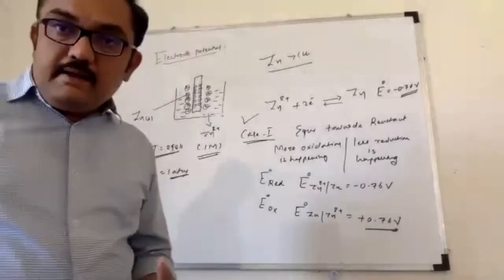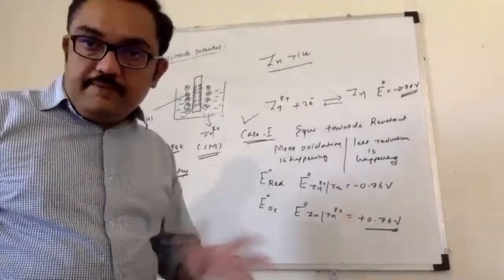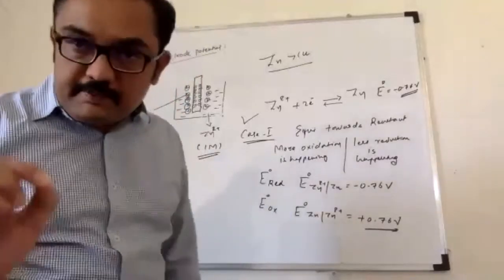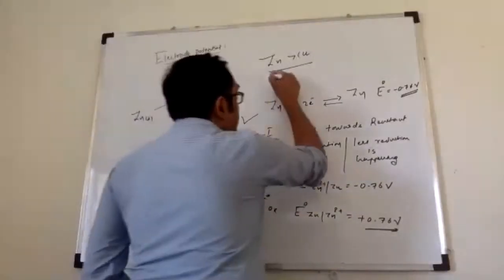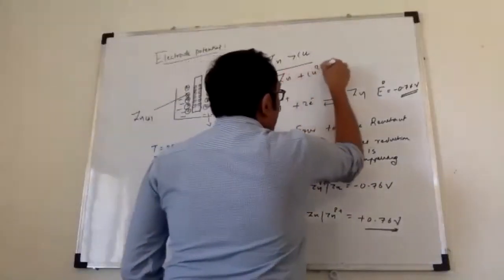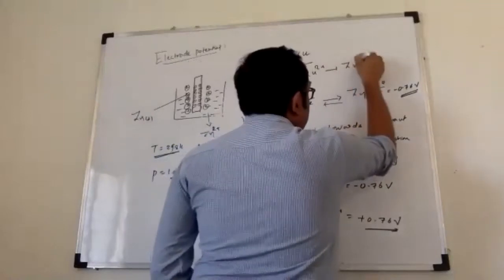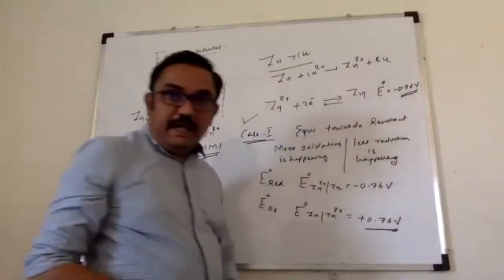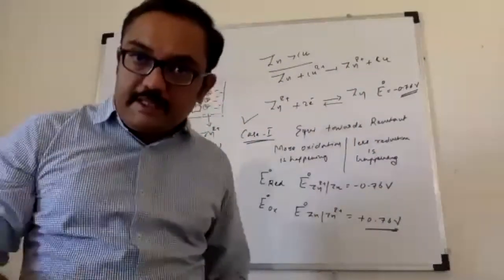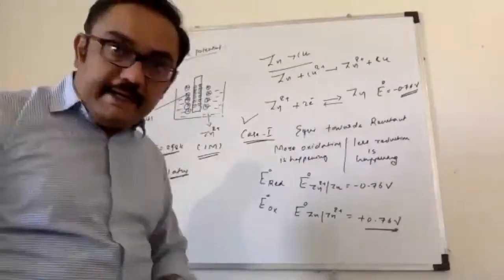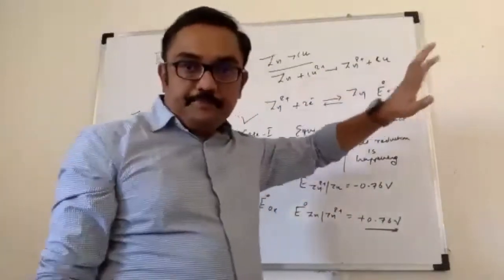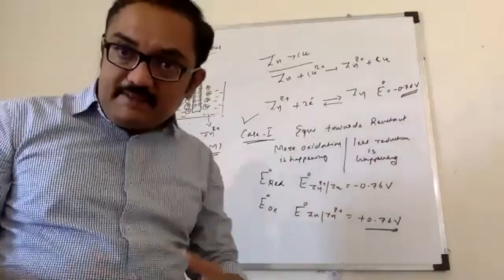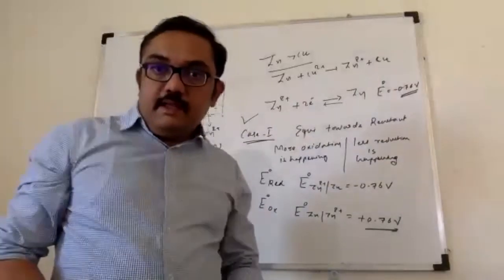Because when we arrange the metals, we say that Zn is more reactive than copper. So Zn can displace the copper ion. Why can Zn displace the copper ion? Because Zn has a greater tendency to undergo oxidation. In the presence of Zn, the copper ion will reduce to copper. Understood?